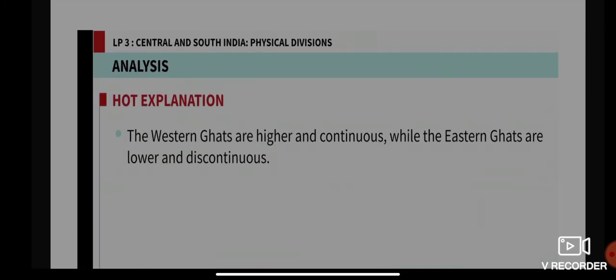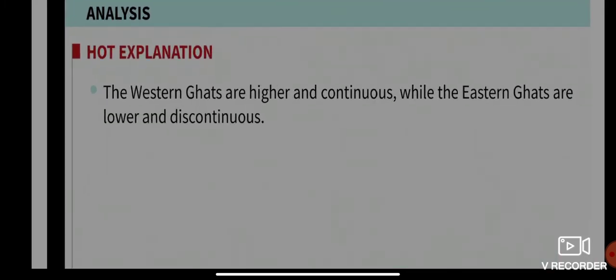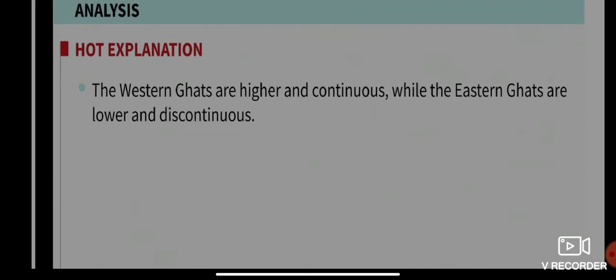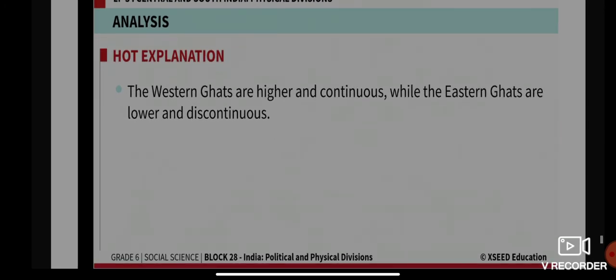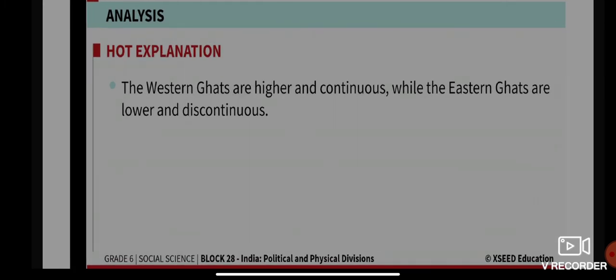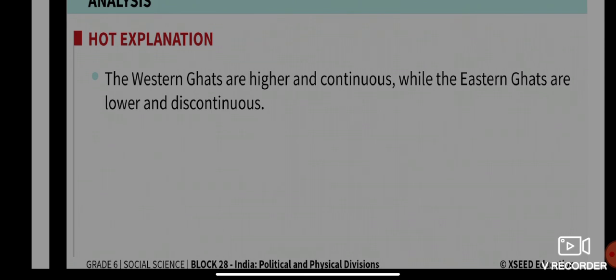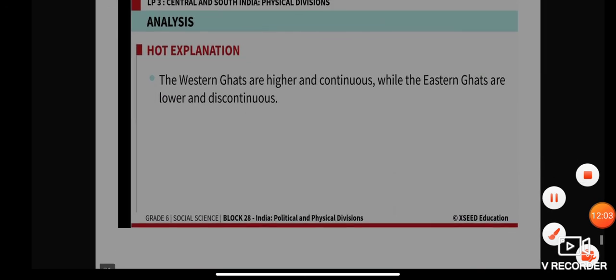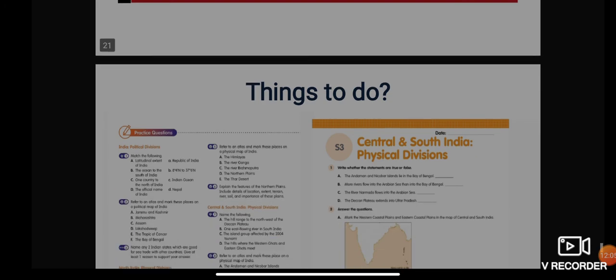All right, so you'll see that the western Ghats are higher and continuous, while the eastern Ghats are lower and discontinuous. All right, so the difference you'll find between eastern and western Ghats is that the western Ghats are higher and continuous, while the eastern Ghats are lower and discontinuous. All right, so that's it.